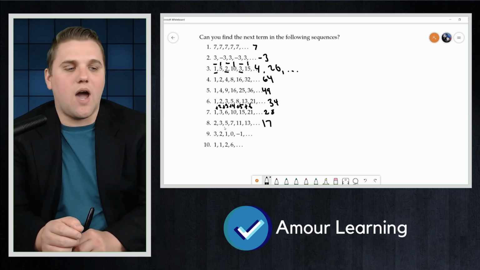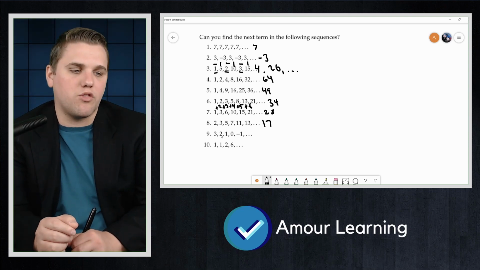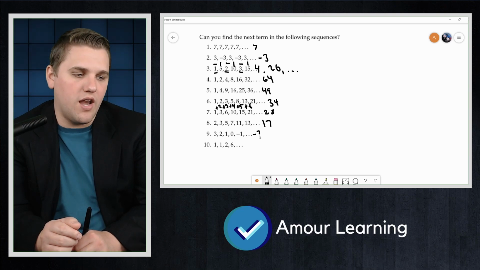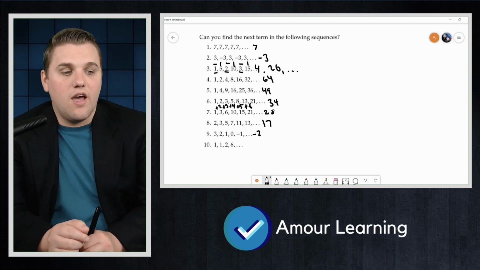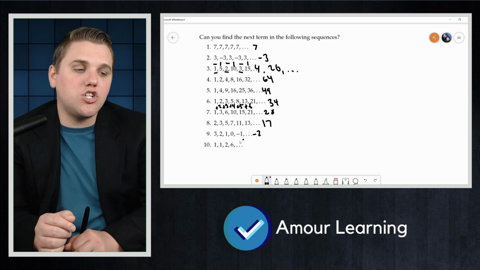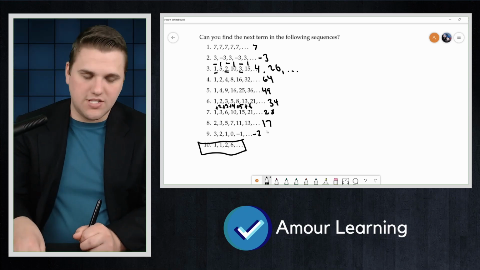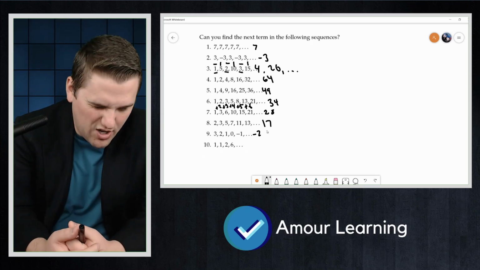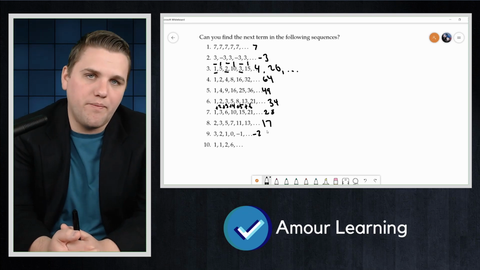For this one, we see we're counting down by increments of 1. So 3, 2, 1, 0, negative 1, negative 2 is next. 1, 1, 2, 6. I want you to pause the video and try this one. This is actually a challenging one. See if you could pause the video and try it on your own.